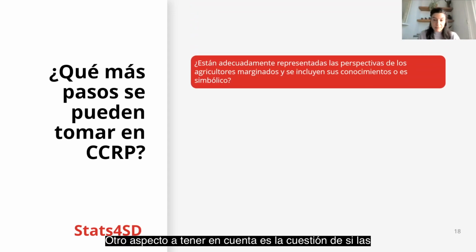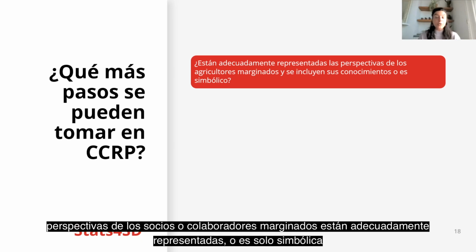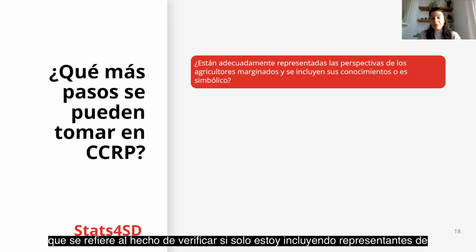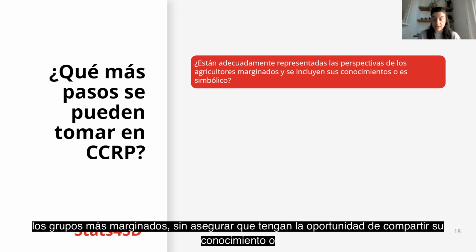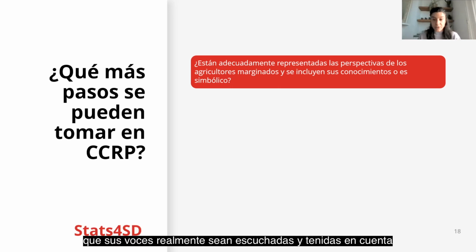Another aspect to take into consideration is the question of whether marginalized farmers or collaborators' perspectives are adequately represented, or is it just tokenistic, which again refers to checking whether I am only including representatives from the most marginalized groups without ensuring that they get the chance to share their knowledge or that their voices are truly being heard and taken into consideration.